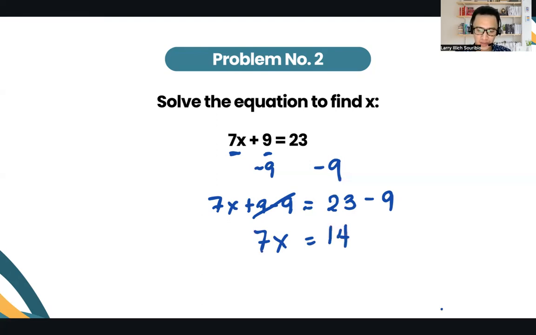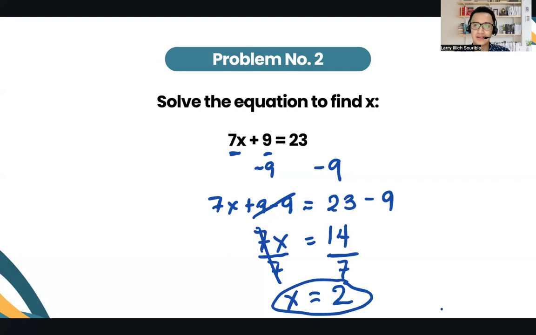And then we divide this variable by 7, and whatever we do on the left, we should also do on the right. We have x is equal to 2. All right, so that is the answer. Okay, so did you get it now? All right, let's move on to the next problem.